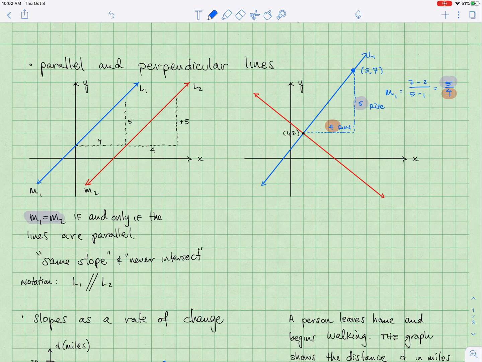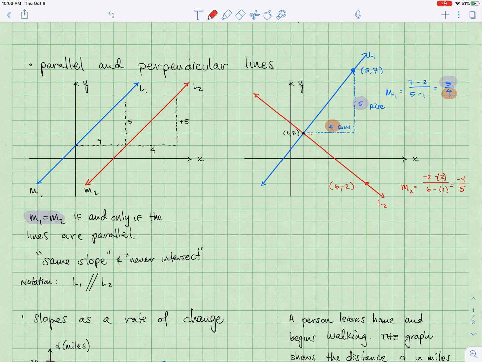On the red line, let's see if we can find another point here. It looks like it goes right through that point. What is that? 1, 2, 3, 4, 5, 6, down 2. So this looks like it's at the point 6, negative 2. They both share that point 1, 2. So for line 2, slope 2 is the rise over the run, or y2 minus y1, which I guess is negative 2 minus 2, over 6 minus 1, which is negative 4 over 5.